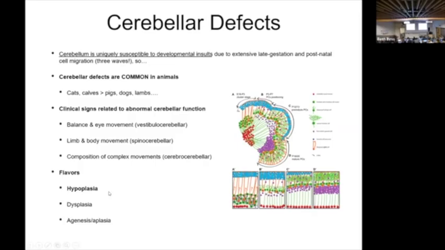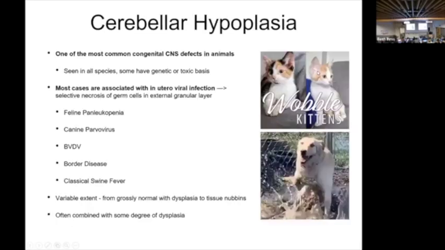Comes in several flavors. Cerebellar hypoplasia is the most common. You can also have dysplasia, agenesis, aplasia, partial or segmental aplasia. Cerebellar hypoplasia, I'm sure you guys know what this is, right? Everybody knows cerebellar hypoplasia. One of the most common congenital CNS defects in animals.